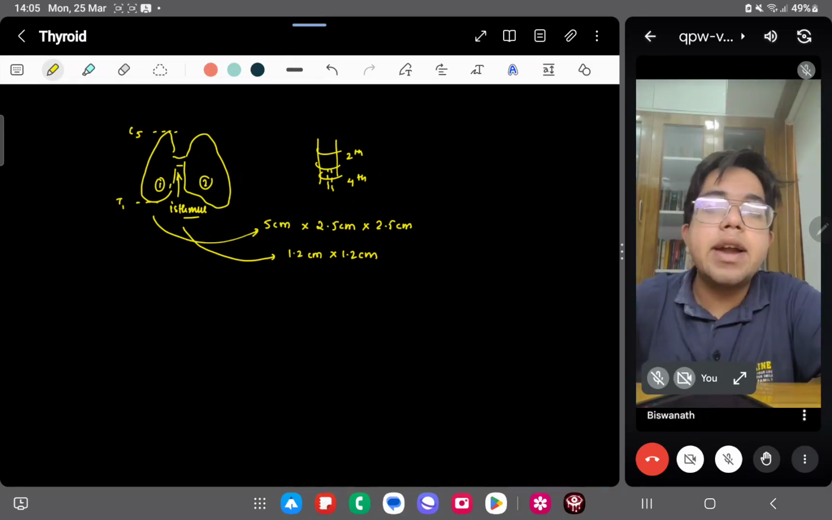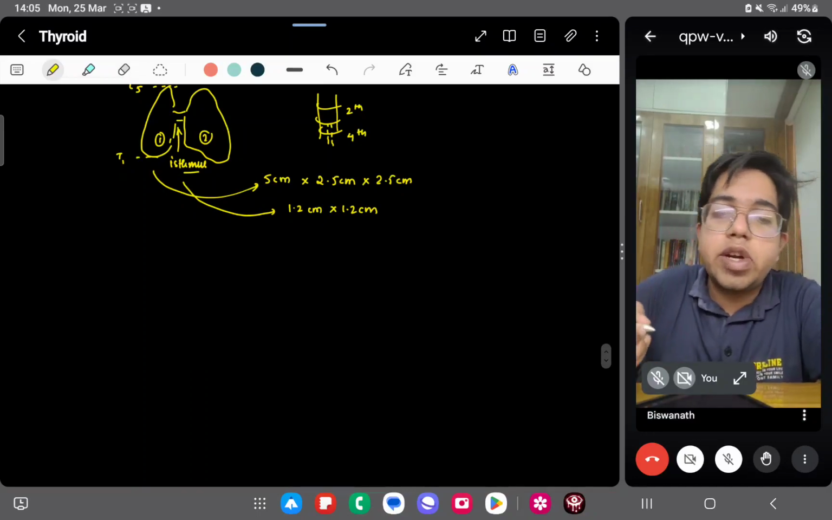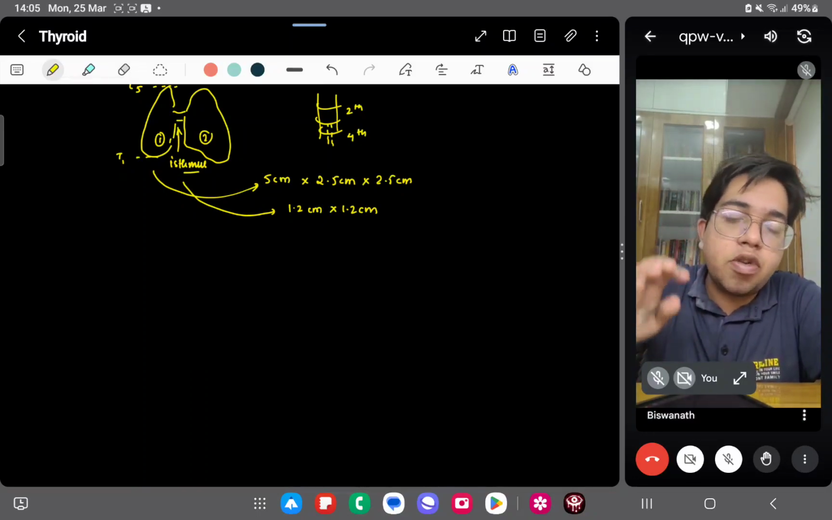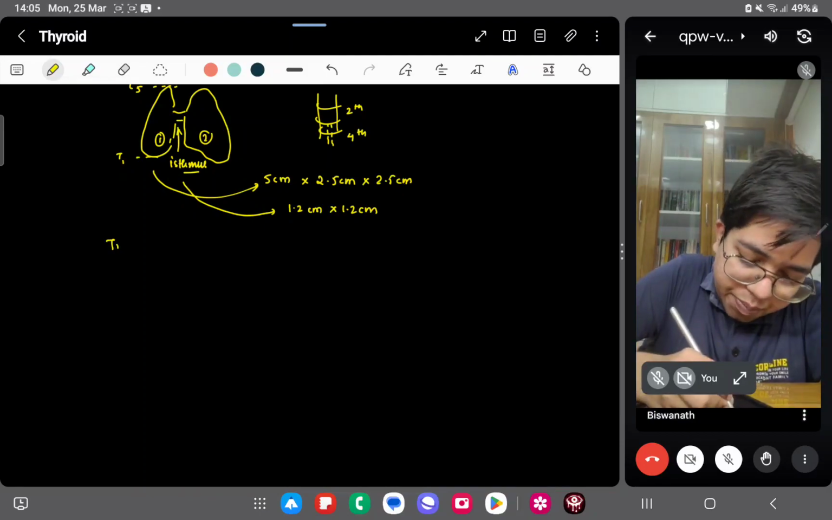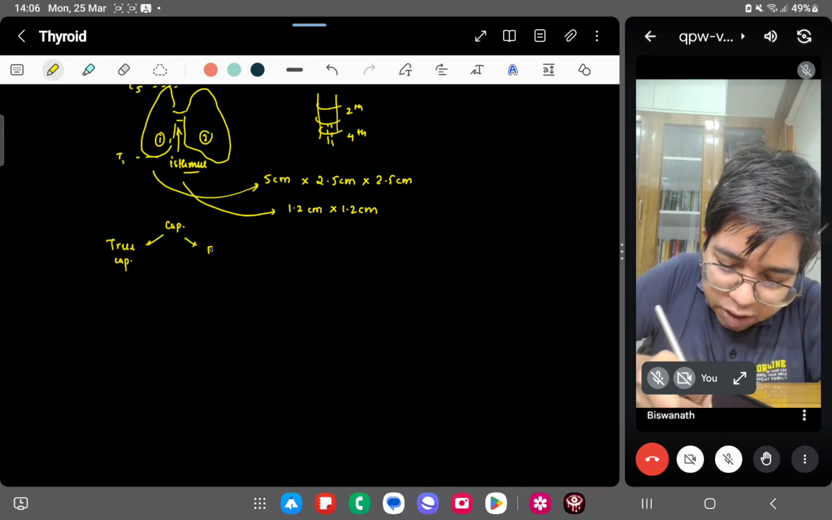And this thyroid gland is covered by a capsule. So the capsule of thyroid gland is divided into two types, that is a true capsule and a false capsule. True capsule is present in the capsule part, and a false capsule is present.